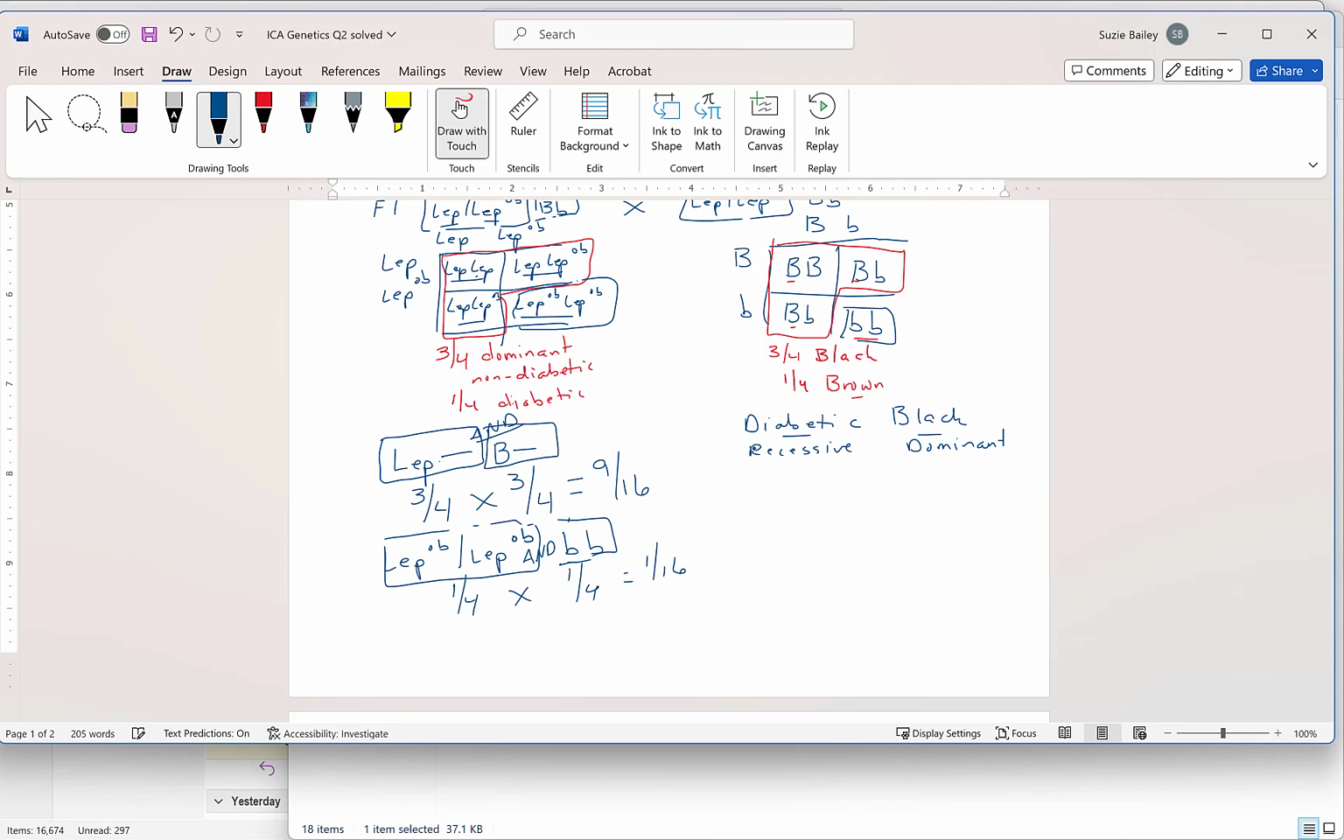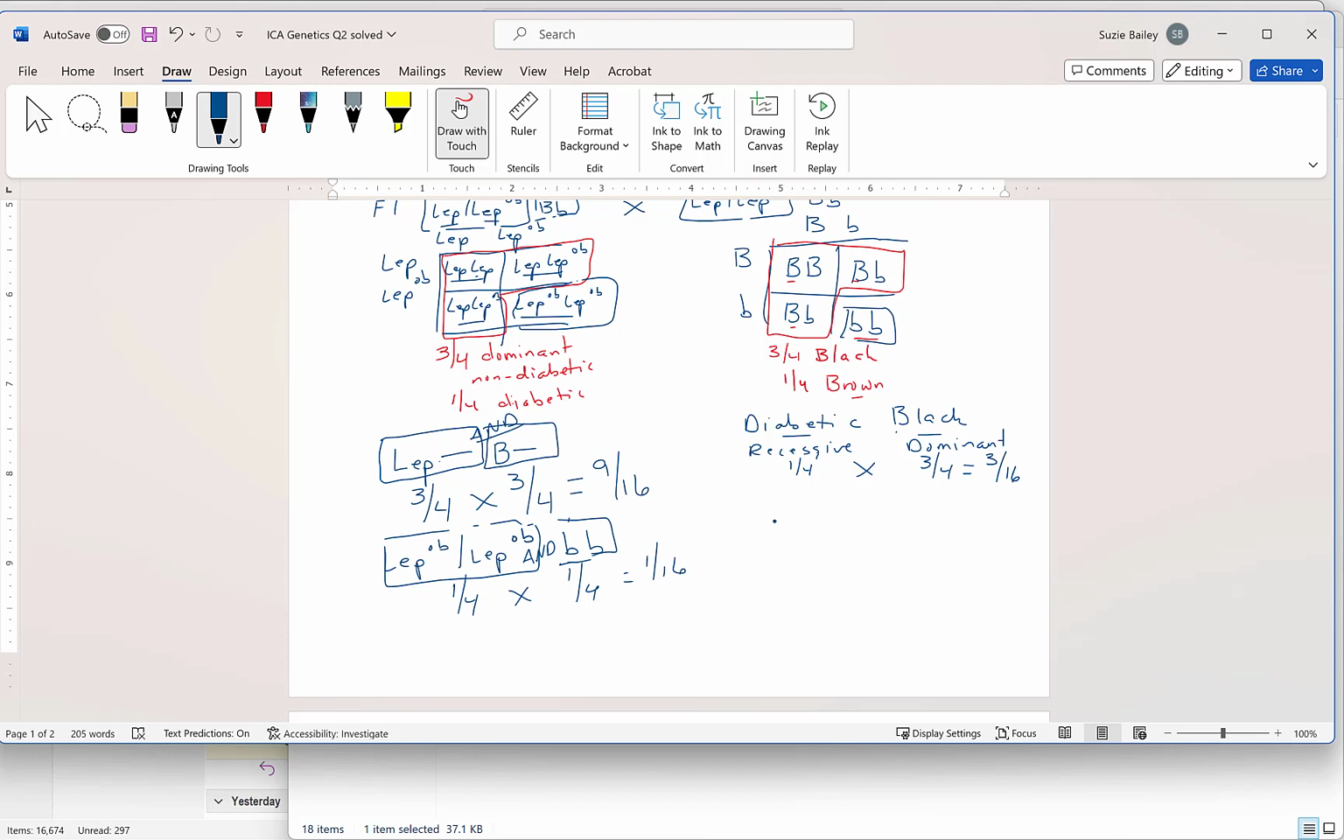Likelihood of being diabetic, the recessive trait, that is 1 out of 4, right? Lep-OB, lep-OB. Having black fur, that's the dominant trait, that's 3 out of 4. We want this and this, we're going to multiply, and our total probability is 3 out of 16.